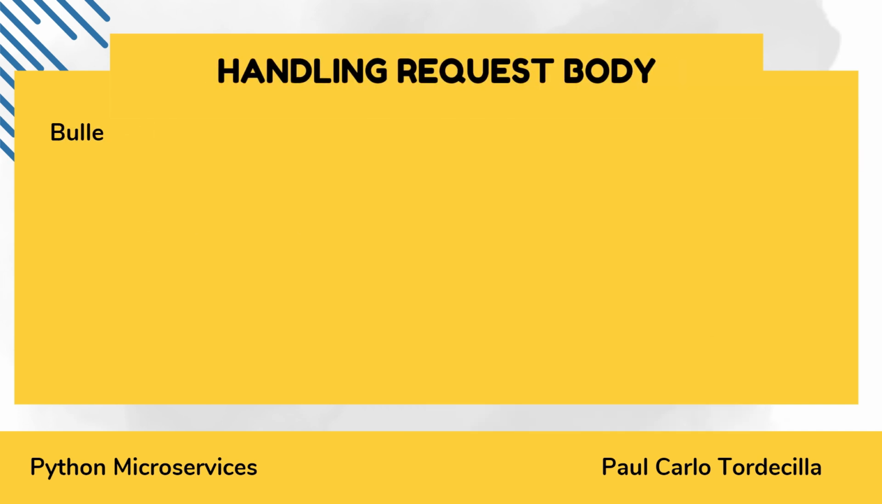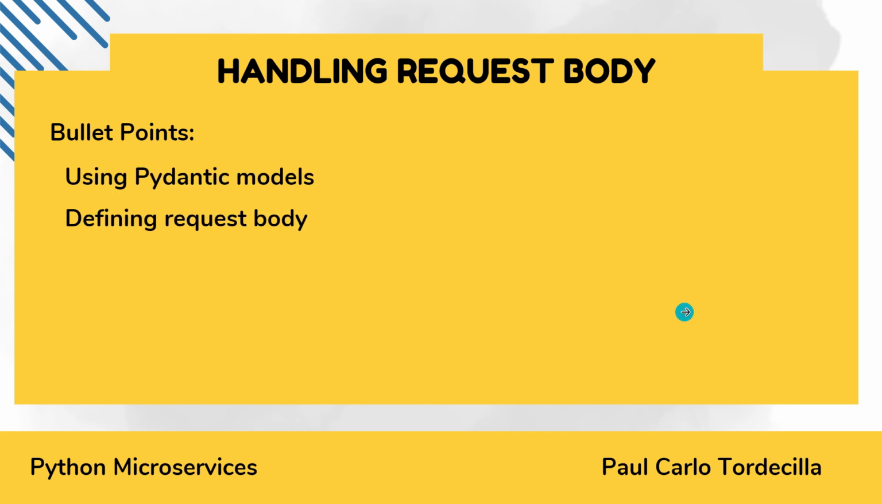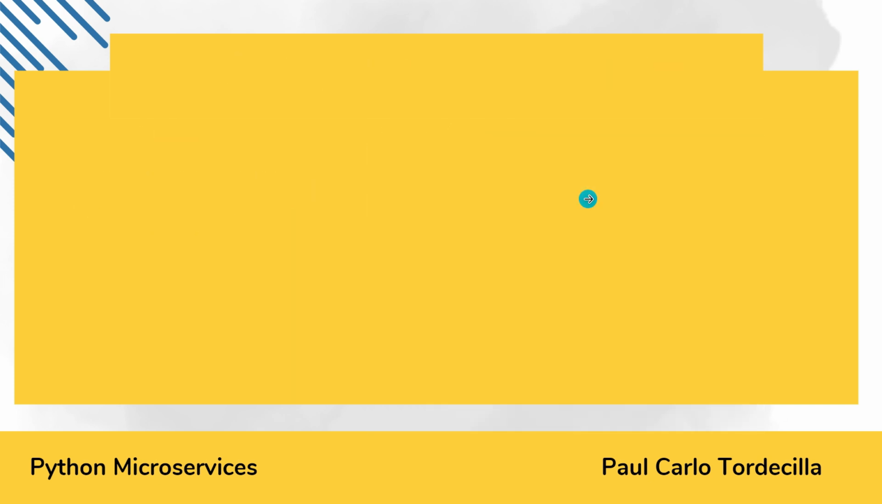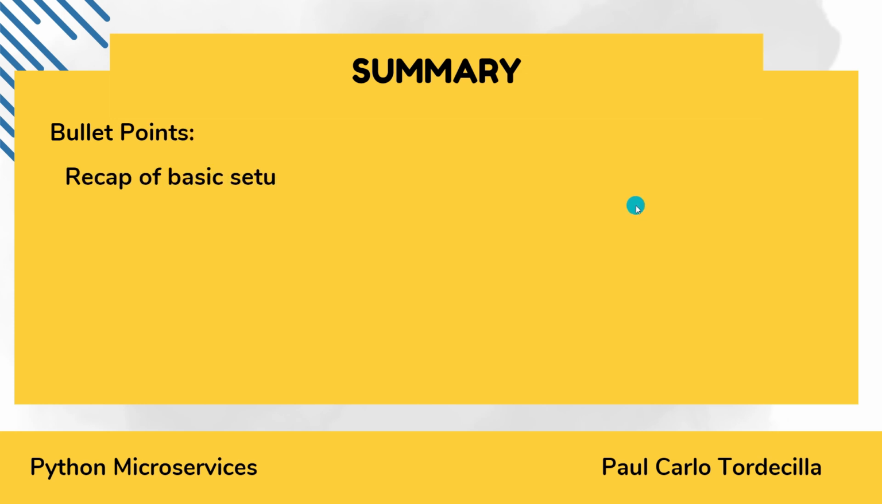In this section, we covered the basic setup of a FastAPI application, how to define routes, and how to handle different types of parameters and request bodies. FastAPI makes it easy to create and manage APIs with minimal code and maximum performance.